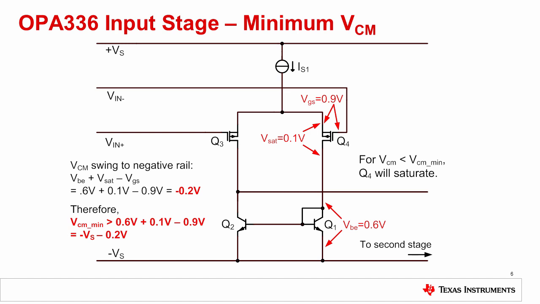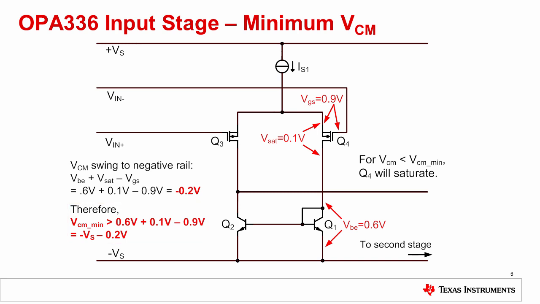Starting at Vn- and walking to minus Vs, we see the VGS of Q4, the VSAT of Q4, and the VBE, or base to emitter voltage, of Q1. The polarities of these voltages give the relationship shown, where the minimum VCM equals VBE plus VSAT minus VGS. Substituting the values for this circuit yields a common mode range of 200 millivolts below the negative rail.